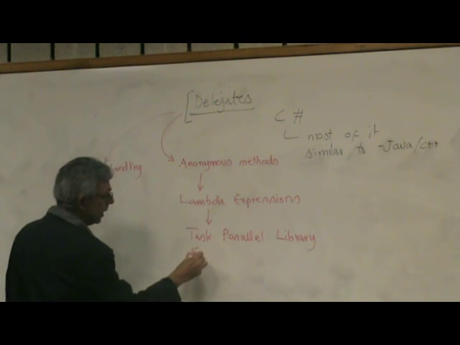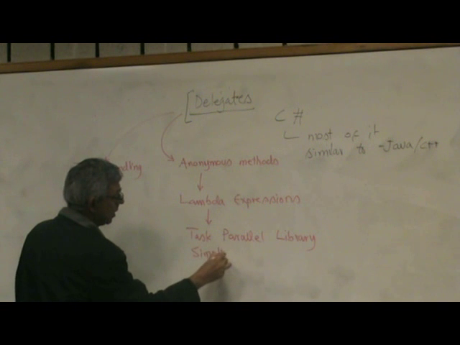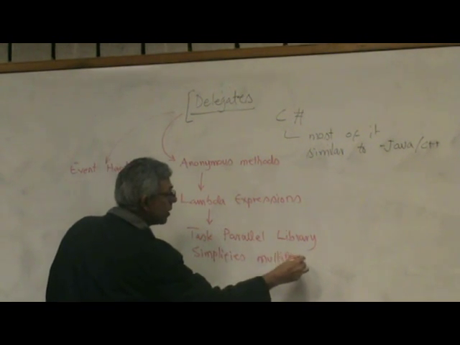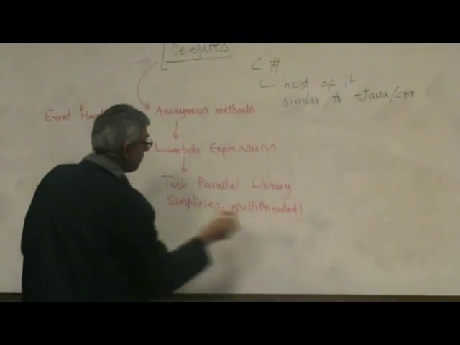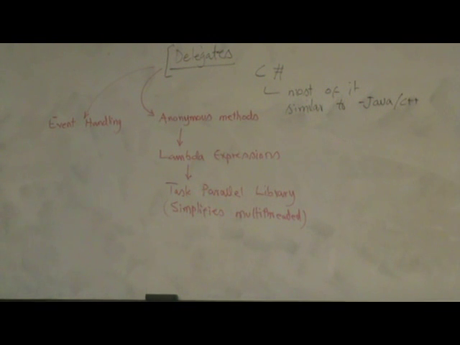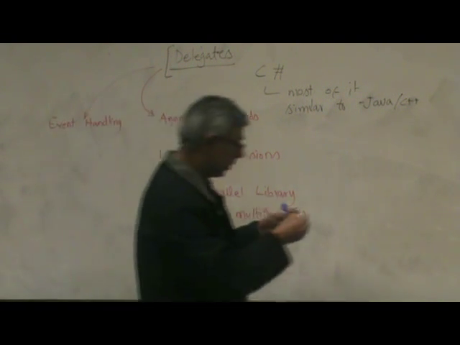It basically simplifies multi-threading, so we can write very efficient programs that take advantage of the multiple cores in our system. So anyway, let's take a look at what the concept of delegates is, and what anonymous methods, lambda expressions, and so on are.